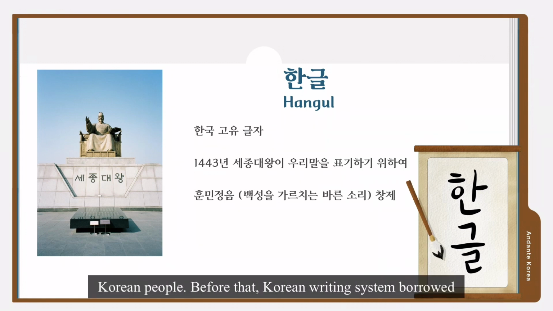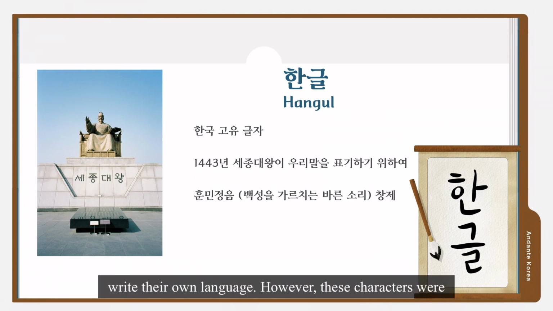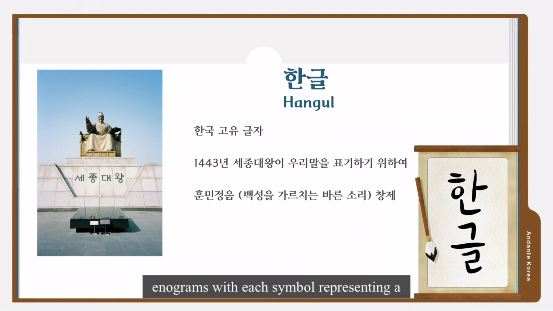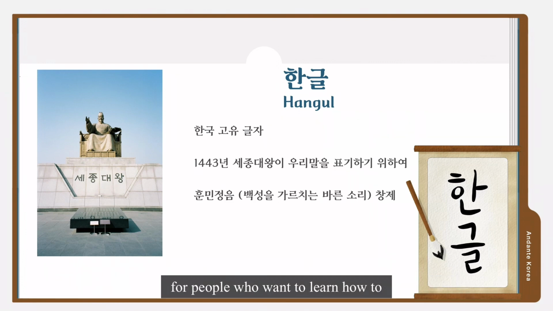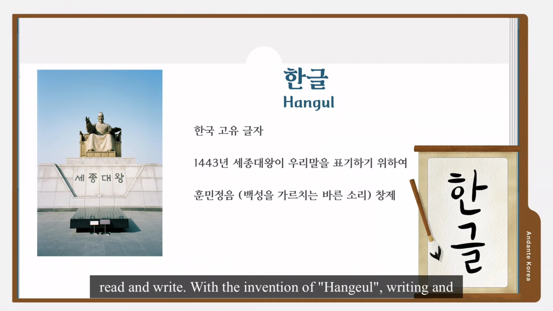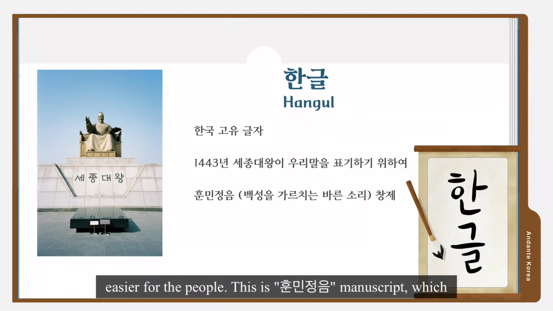Before that, the Korean writing system borrowed Chinese characters called Hanja to write their own language. However, these characters were ideograms with each symbol representing a different meaning. This made it time-consuming and challenging for people who wanted to learn how to read and write. With the invention of Hangul, writing and reading Korean became significantly easier for the people.